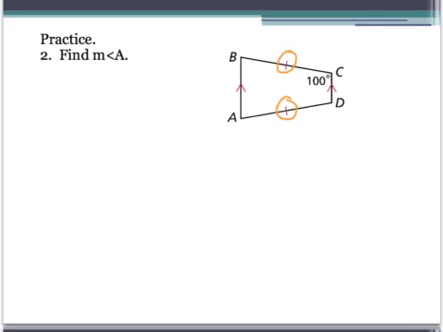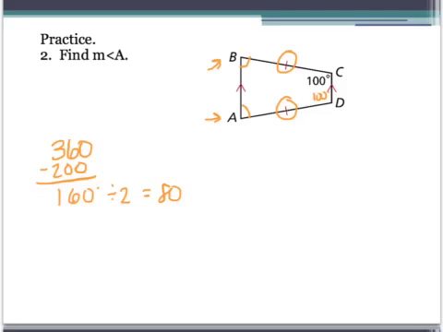So angle C, which is 100, is congruent to angle D. So I'm going to mark 100 there. Also, this angle here is going to be congruent to that angle. And again, it's a quadrilateral, so all four angles should add up to 360 degrees. So I'm going to take 360, subtract each of those 100s, and I have 160 degrees left over. And that needs to be split between angle B and angle A. And since they're the same measure, all I have to do is take 160 divided by 2. And we get 80 degrees. So measure of angle A equals 80 degrees.